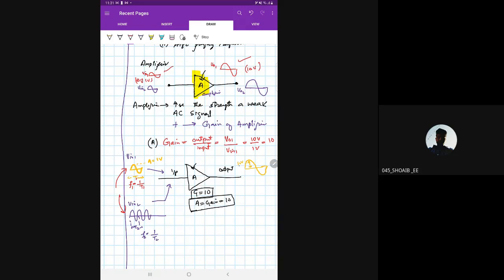Okay. Now we are expecting that output will be also like this. Output. Now suppose this also has 1 volt amplitude. It has also 1 volt amplitude. Okay. So we are expecting that our output will be 10 volts now because the gain is 10. But practically this does not happen. Amplifiers, they are highly frequency specific. Please remember this once for all. Amplifiers are highly frequency specific.